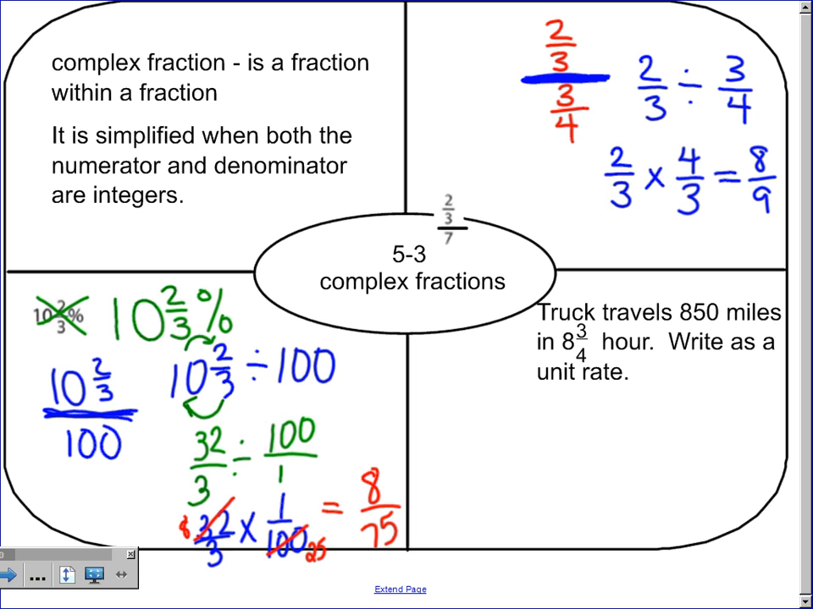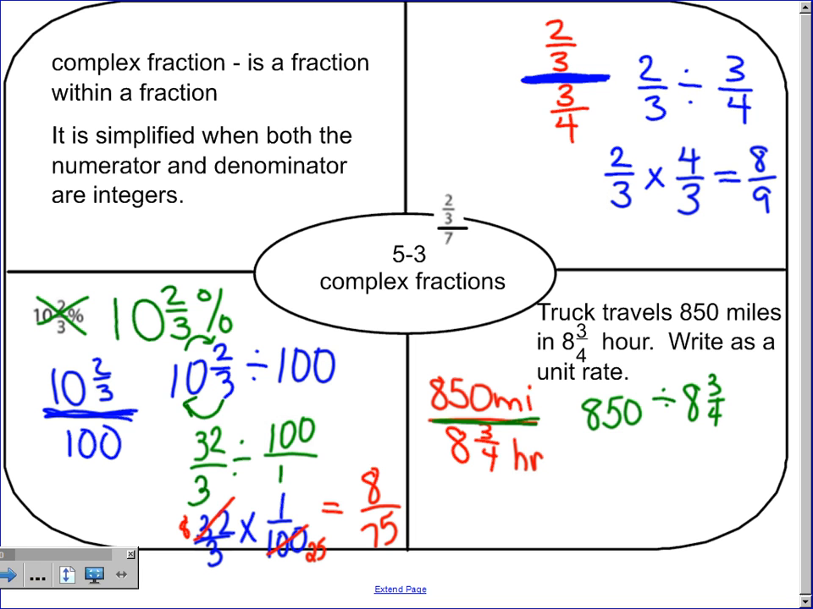The last one up here, the truck travels 850 miles in 8 3/4 hours. Write it as a unit rate. So now we're taking yesterday's lesson on unit rates. What does the unit rate always have to be over? The denominator needs to be what? Yeah, it needs to be a 1. So we're going to rewrite this out as 850 miles over 8 3/4 hours. Could you write it as 0.75? Probably, but I'm asking you not to work on the complex fraction. Again, this line here means to divide. So all I'm going to do is just rewrite it. I'm going to ignore my labels for the time being.